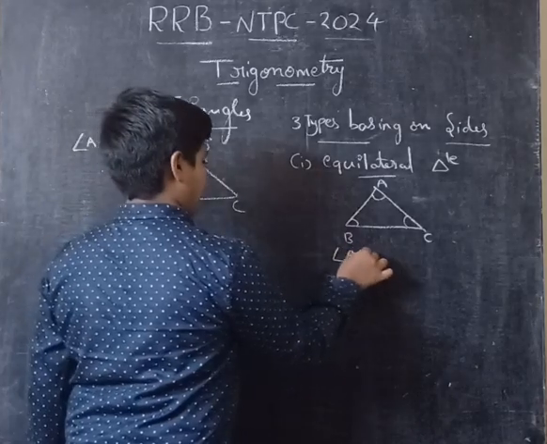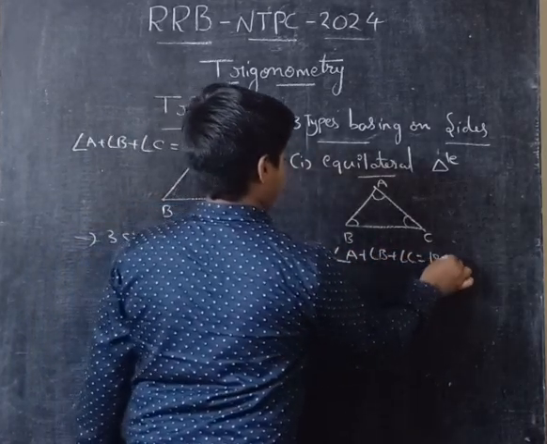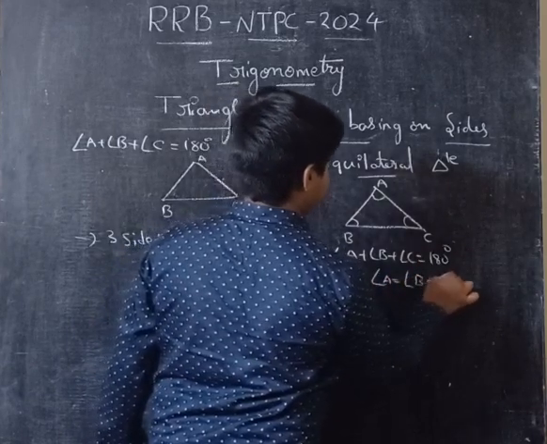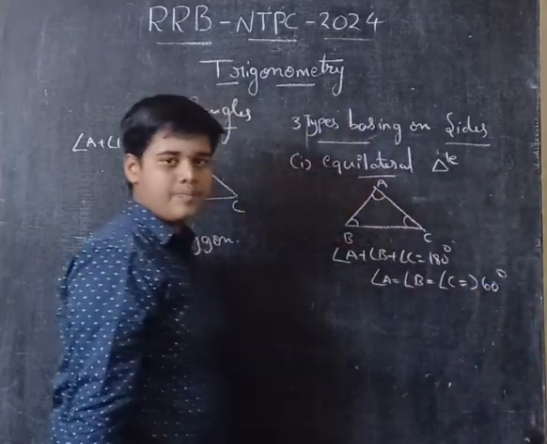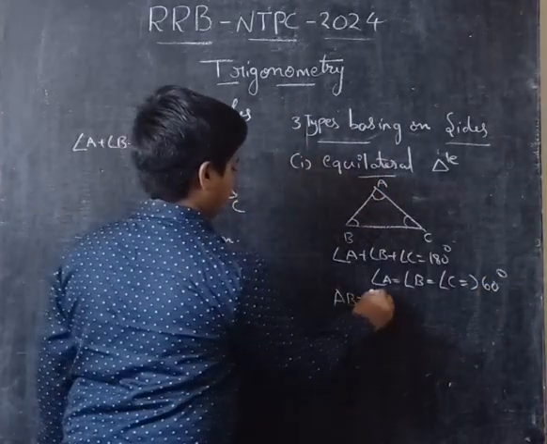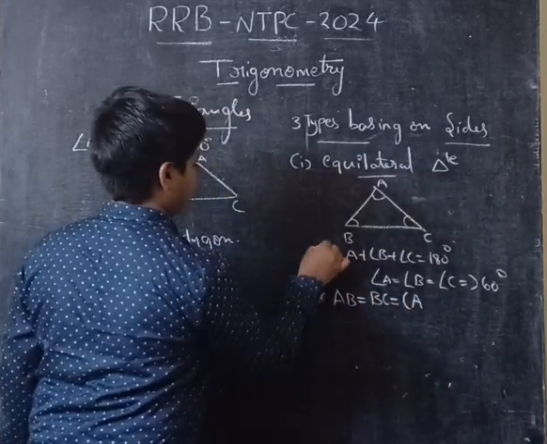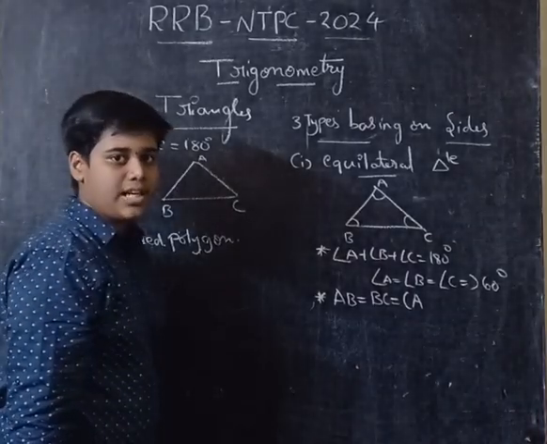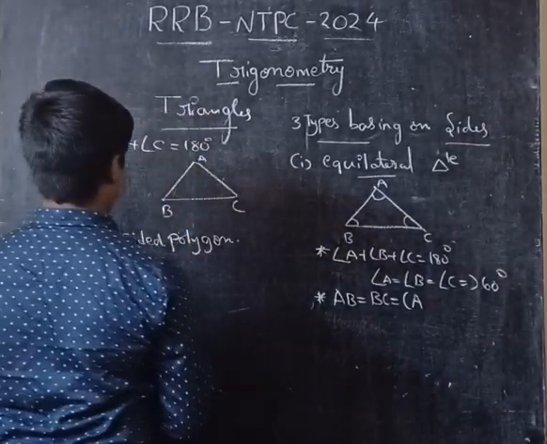First one, angle A plus angle B plus angle C is 180 degrees, where angle A is equal to angle B is equal to angle C is equal to 60 degrees. Okay, and the sides AB is equal to BC is equal to CA. So these are the two main points. Okay, so this is the equilateral triangle. So this is the first type.